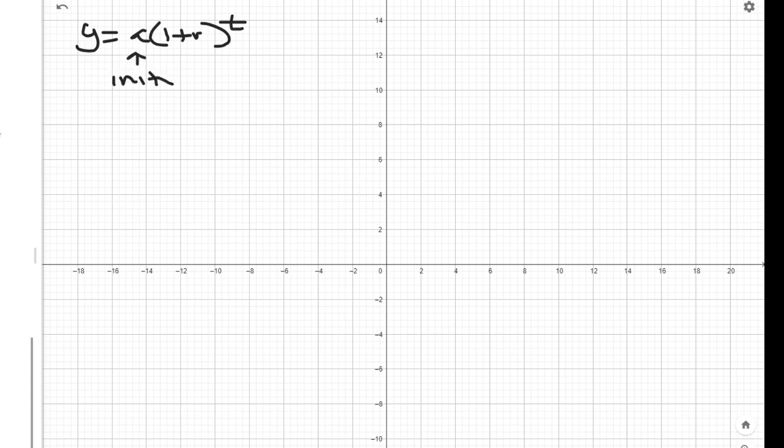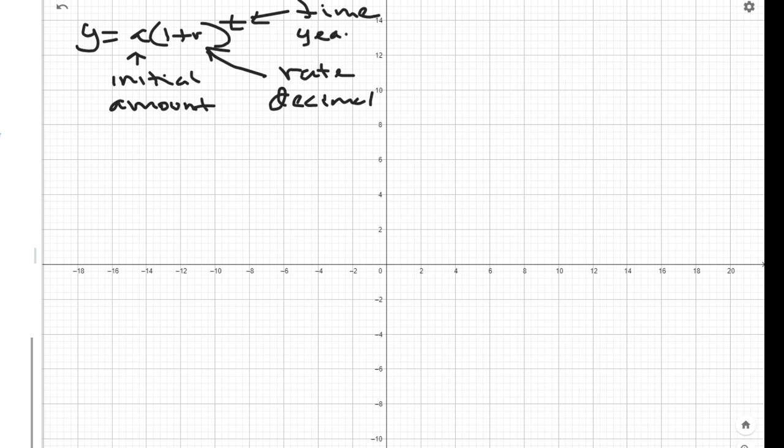This is the annual rate formula, which is y is equal to a times the sum of 1 and r to the t degree. A stands for the initial amount. Sometimes this is called the principal or the beginning amount. R stands for rate in decimal form, and t stands for time in years. Okay, time in years. So just be aware that if the problem states 6 months, t will be 0.5.